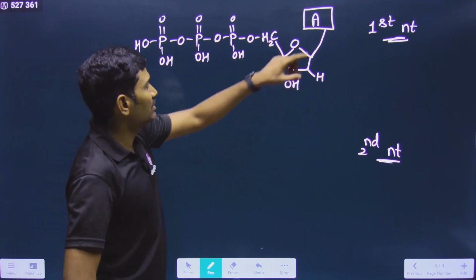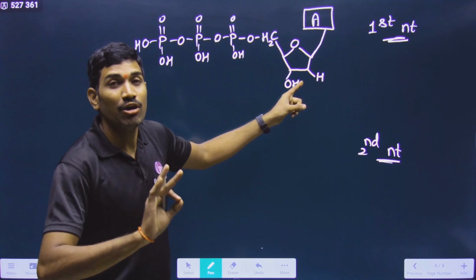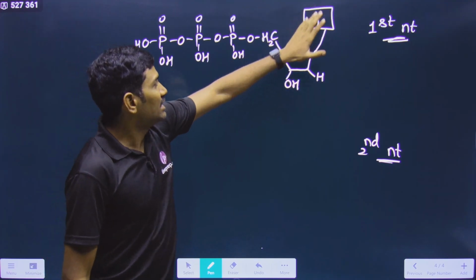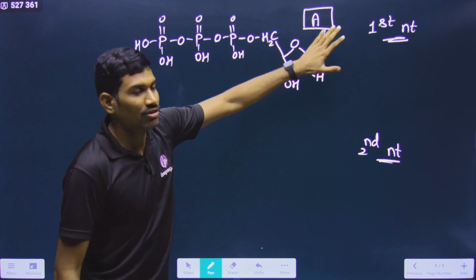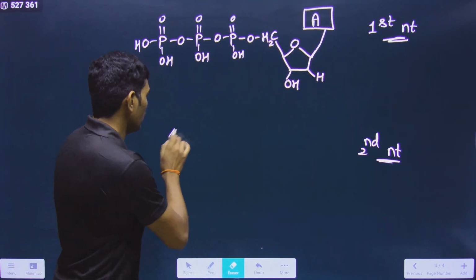And now what is the name of this? Adenine plus deoxyribose is called deoxyadenosine, with its three phosphates, deoxyadenosine triphosphate. This is the name of this molecule.